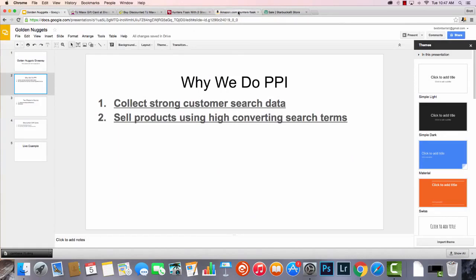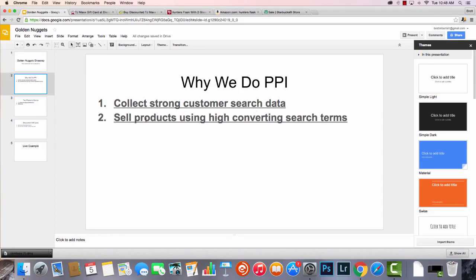Now you're going to see the difference, and this is when the light bulb's going to go off for you guys. Okay, now we're going to skip to number 2, and it is very important. You guys always have to understand, what is your goal? What are you trying to accomplish? Are you trying to collect strong customer search data, or are you trying to sell products using high converting search terms?